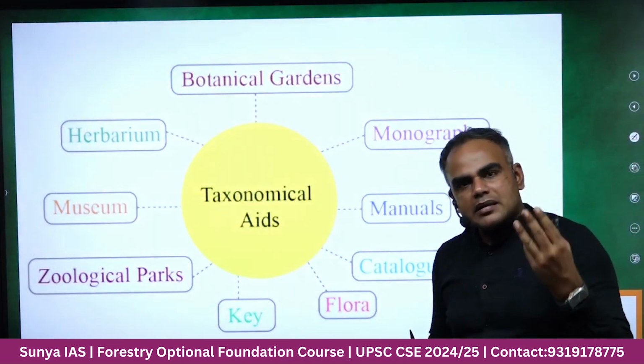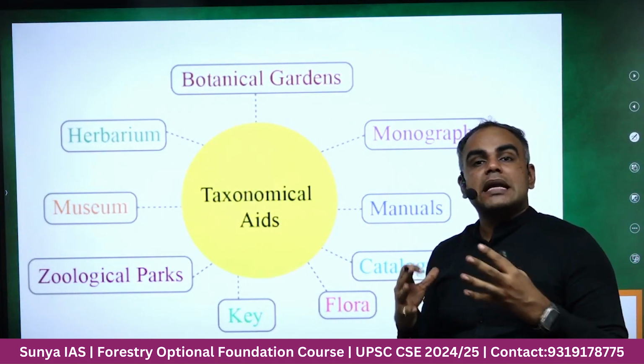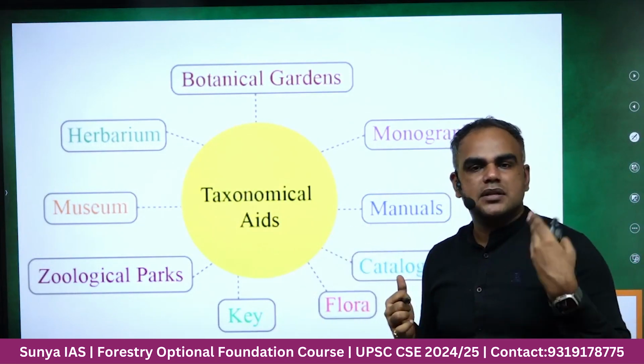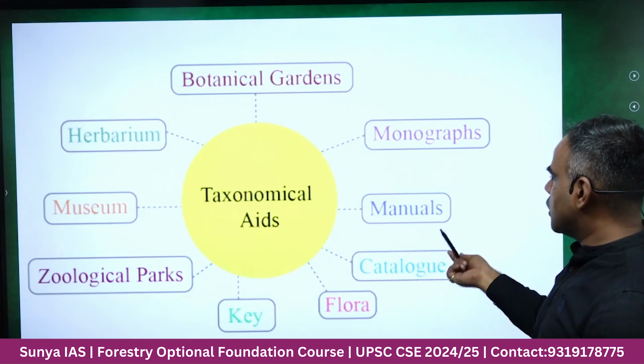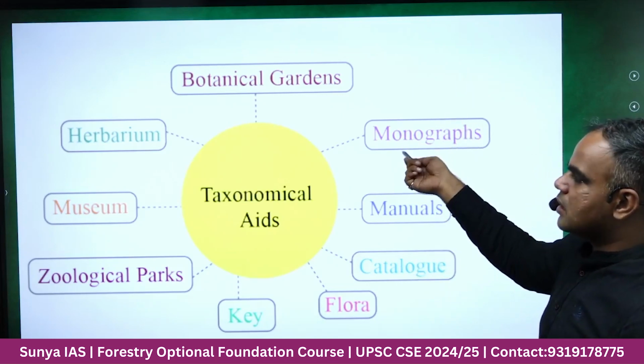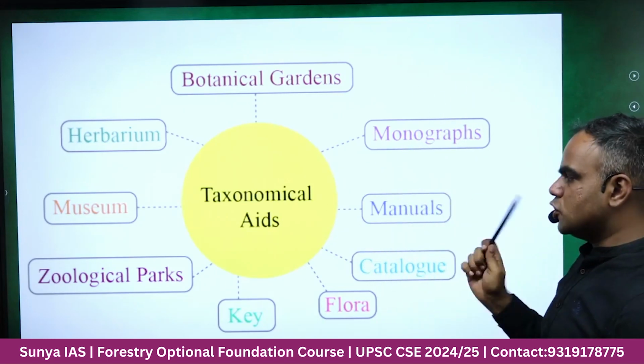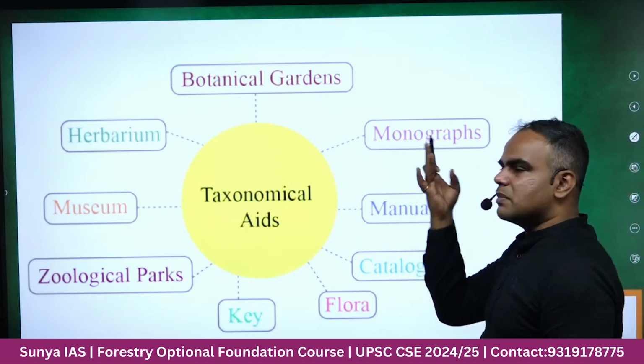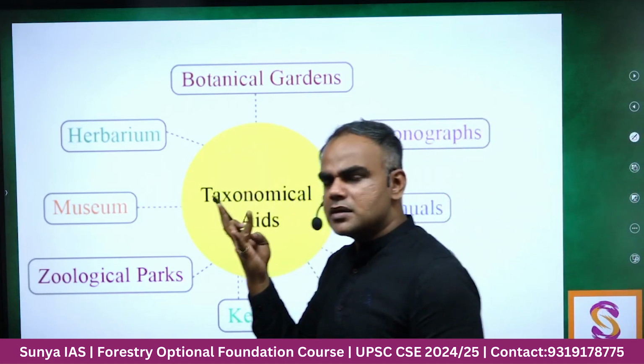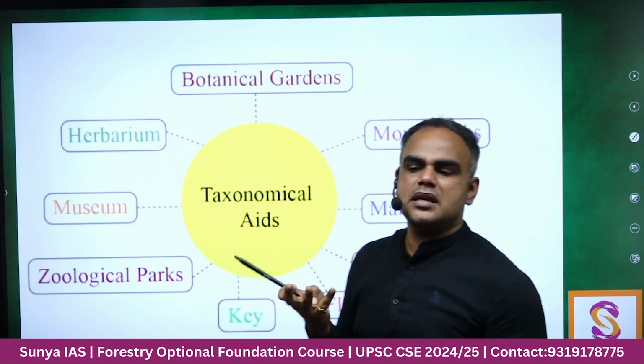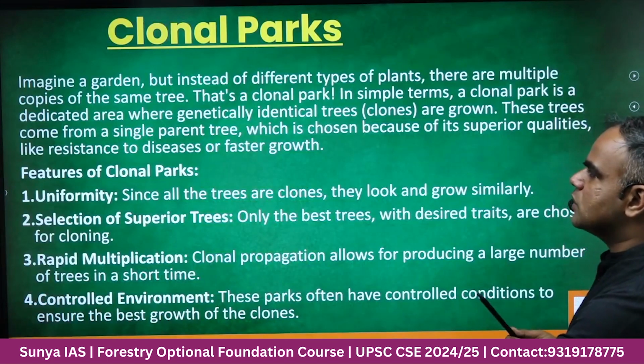Now we are talking of taxonomy. So now we will talk about what can aid your taxonomy classifications, etc. So in this you have catalogs, manuals. Okay, you have botanical gardens, herbariums, museums, zoological parks. So now we want to study about herbariums, clonal parks, and arboreta. Okay, so these 3 things are usually asked in your exam, so we'll see.